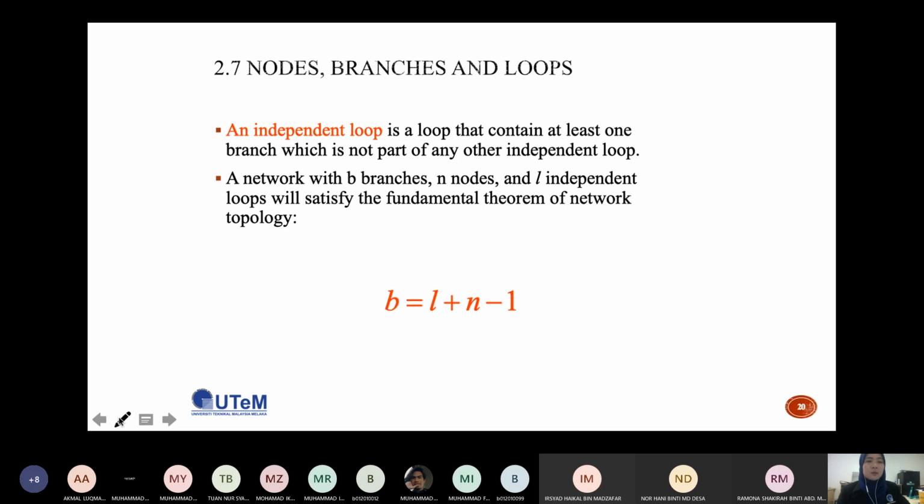As stated over here, an independent loop is a loop that contains at least one branch which is not part of any other independent loop. And it is also stated that a network with B branches, N nodes, and L independent loops will satisfy the fundamental theorem of network topology. Basically, it states here that the number of branches equals the number of independent loops plus the number of nodes minus 1: B = L + N - 1.